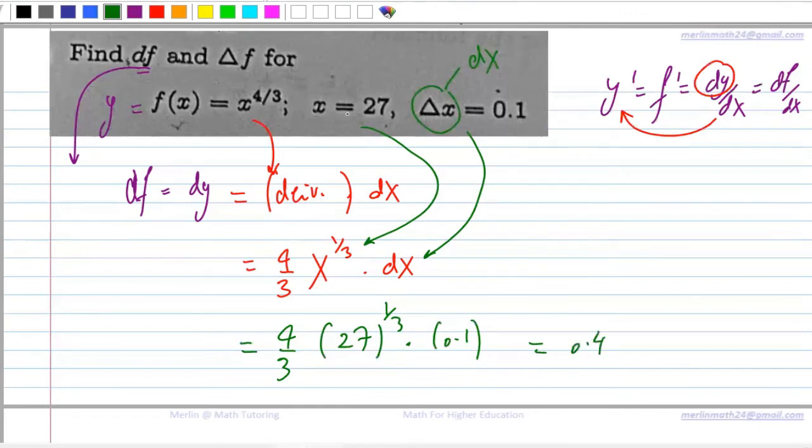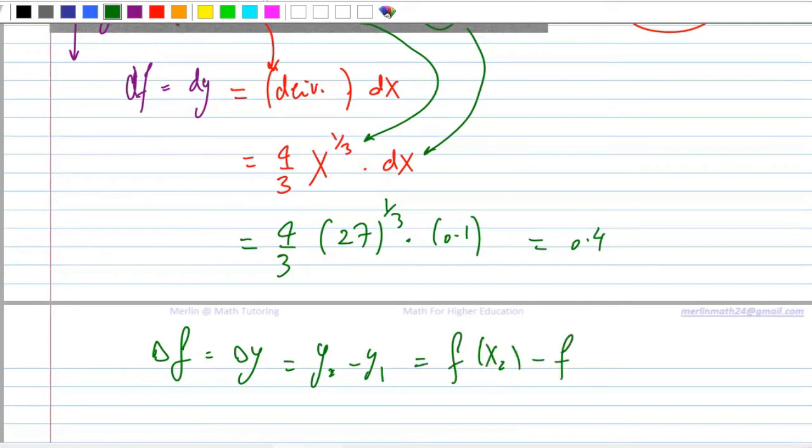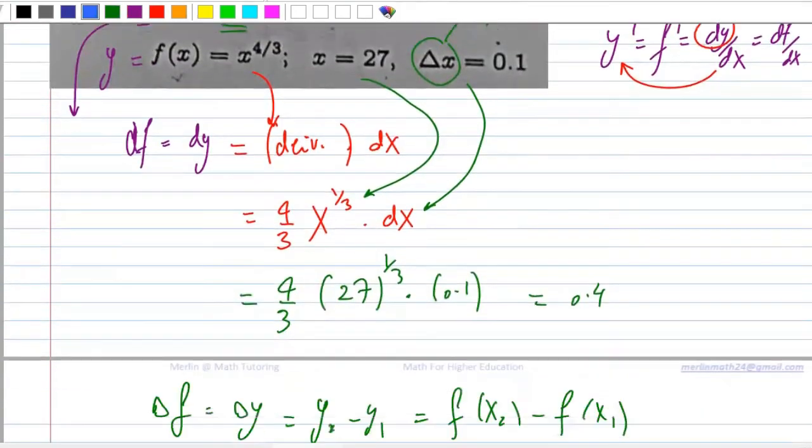Okay, that's it. Now, if you want to do the second question here, delta f, how much is delta f? Now, we say delta f means delta y. Delta y means the change in y, which is y2 minus y1. Change in y means the function at x2 minus the function at x1. Now, this means you have two values of x, but I see only one value of x. So where's x2? Now this is the trick.